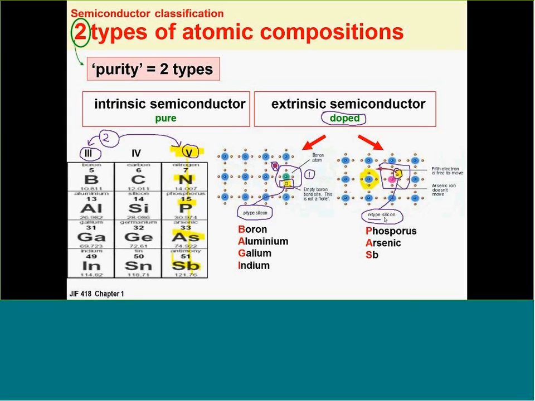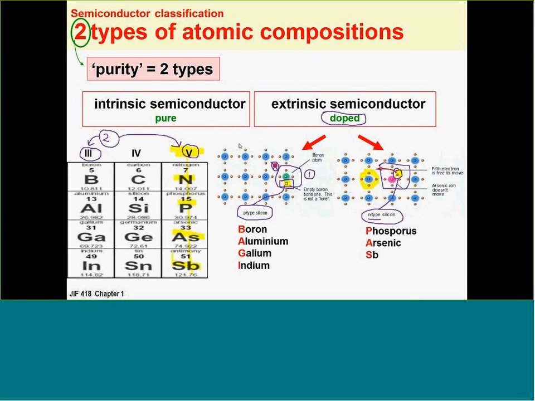Okay. I hope it's clear now for you, what does it mean by doping? So there are 2 conditions for doping a semiconductor, 1 and 2. Okay, let's move on.